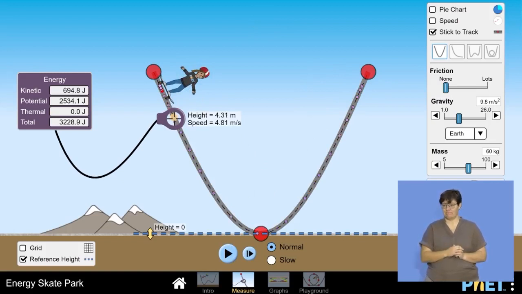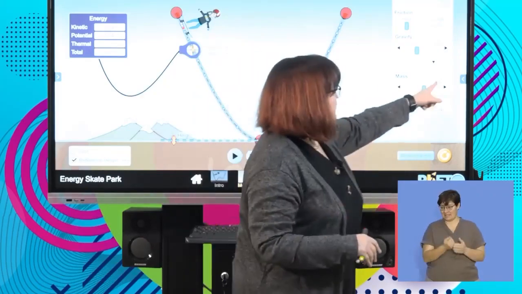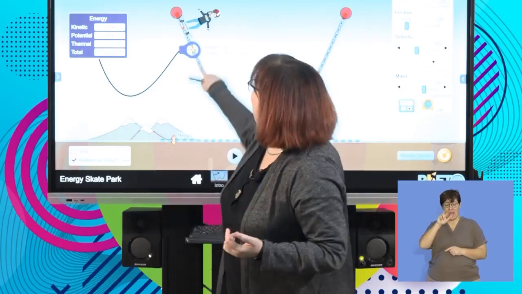There we go. At that point, right there, it's at a height of 4.31 meters, and they were going at 4.81 meters per second. Now that was going up. If we look at our totals, and they've done the nice adding for us, the kinetic energy was 694.8. The potential is 2,534.1. Now that's quite high, and I know you're going, but why is the potential so much higher than the kinetic? Because of gravity. Remember, we're going mass, which is 60 kilograms, times 9.8 and the 4.31.